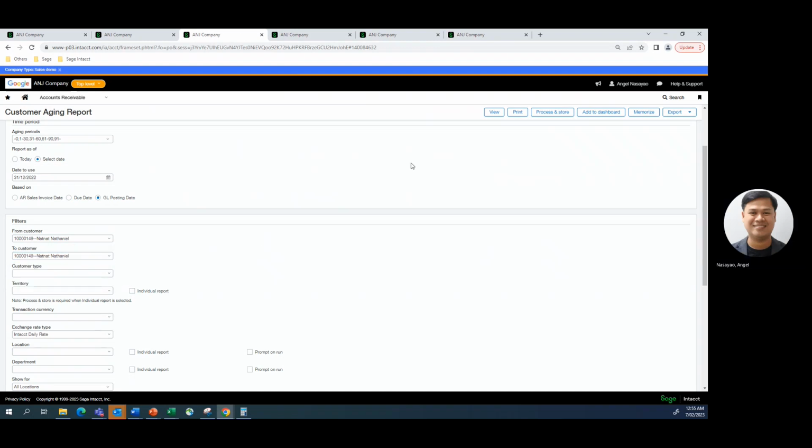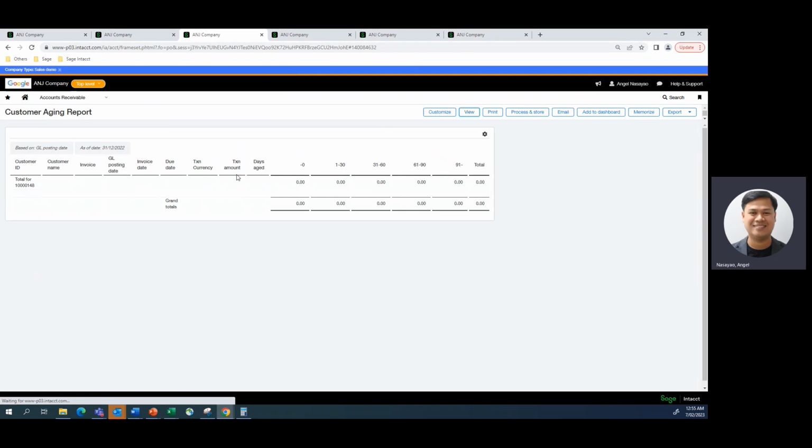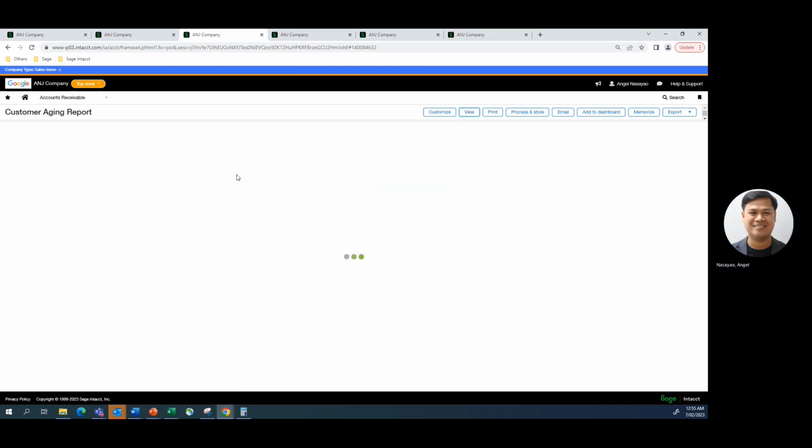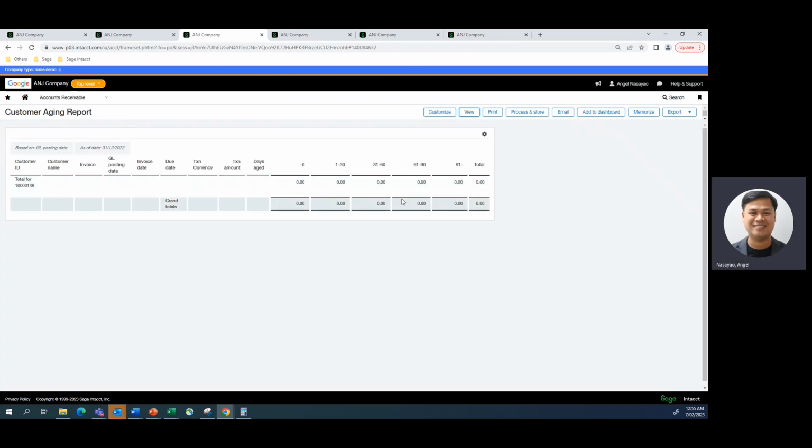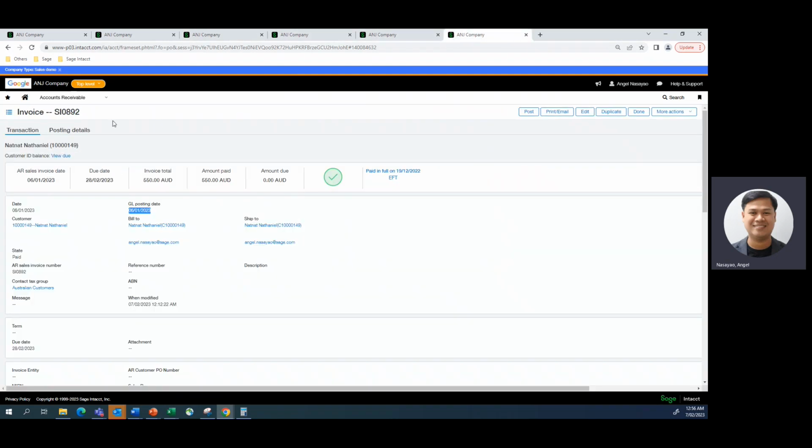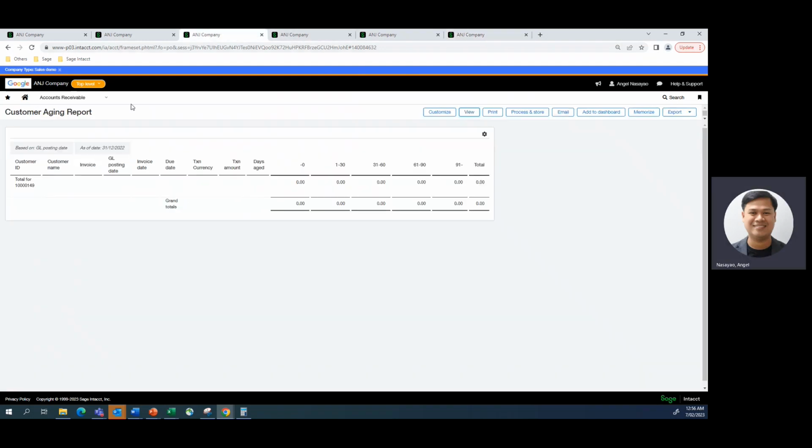Okay. Let me just run this one here. All right. Again, with this one here. So assuming that this is the only transaction for that customer, and it was just paid prior to the GL posting date of the invoice itself, right? So I have here, when you run the customer aging report, nothing is appearing in there.